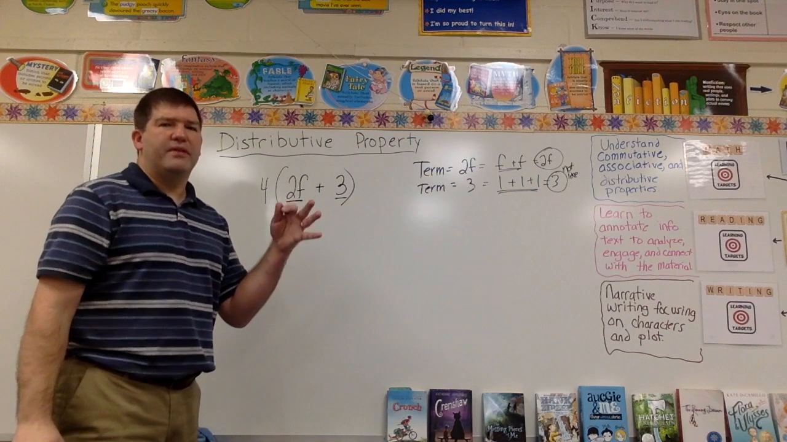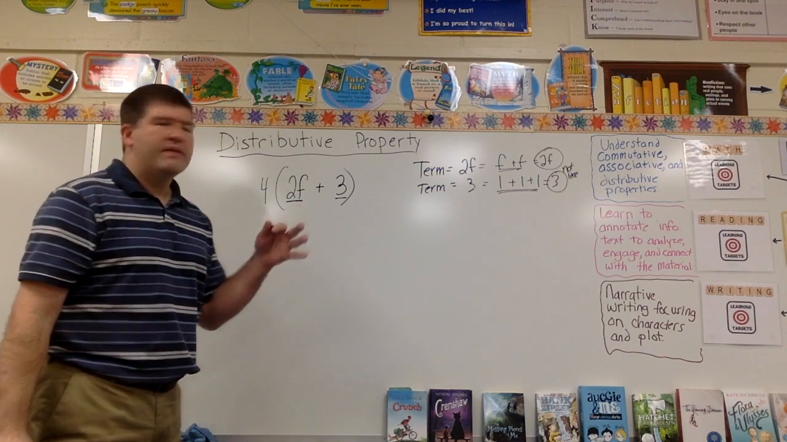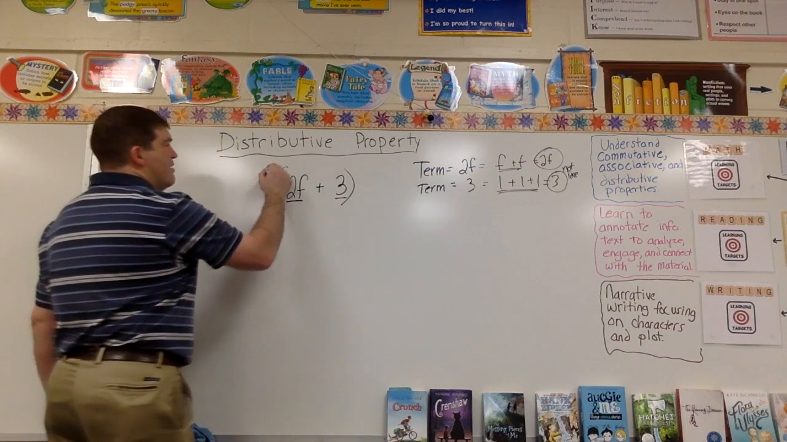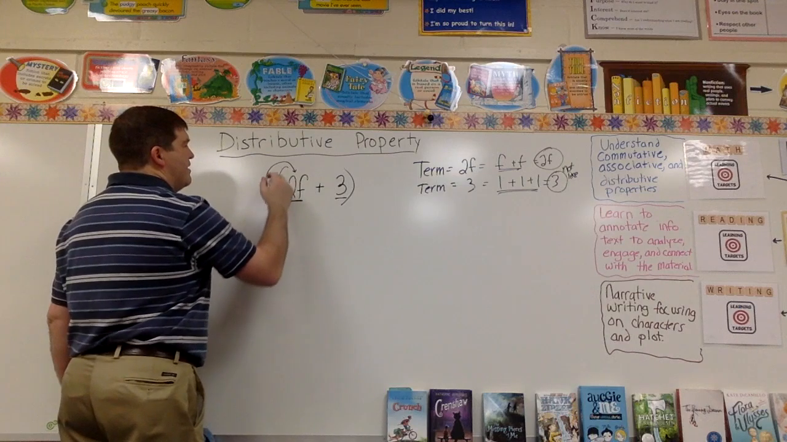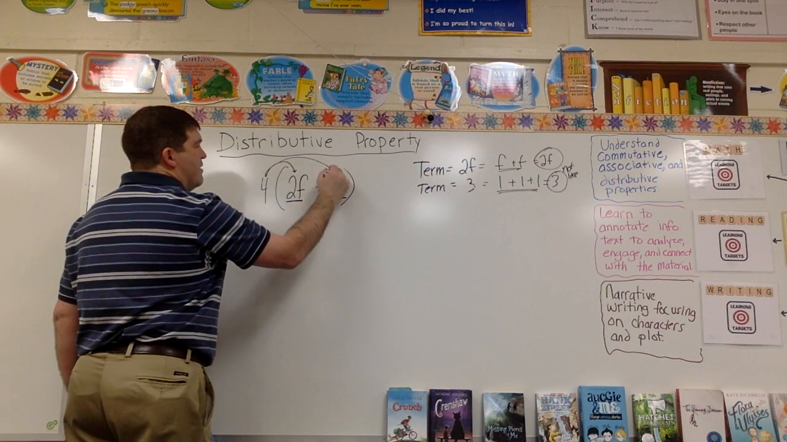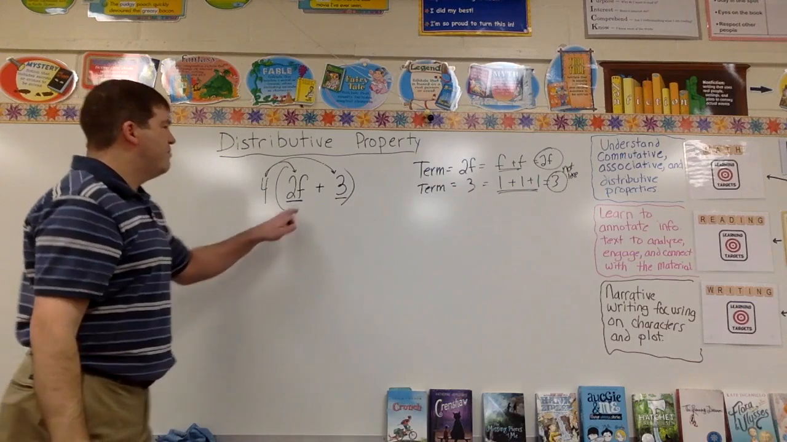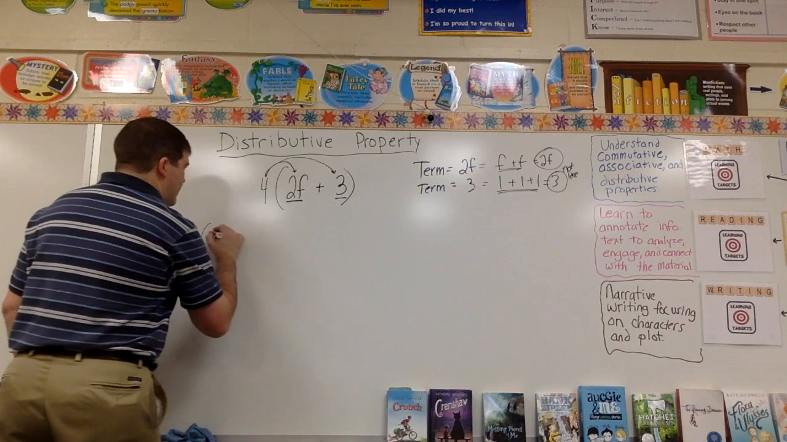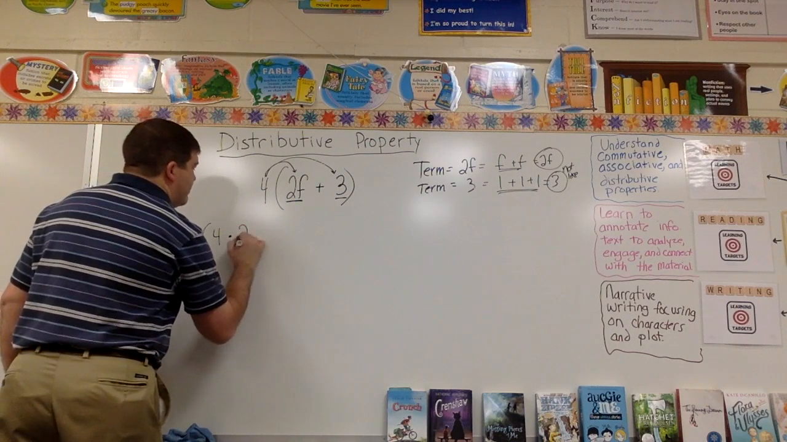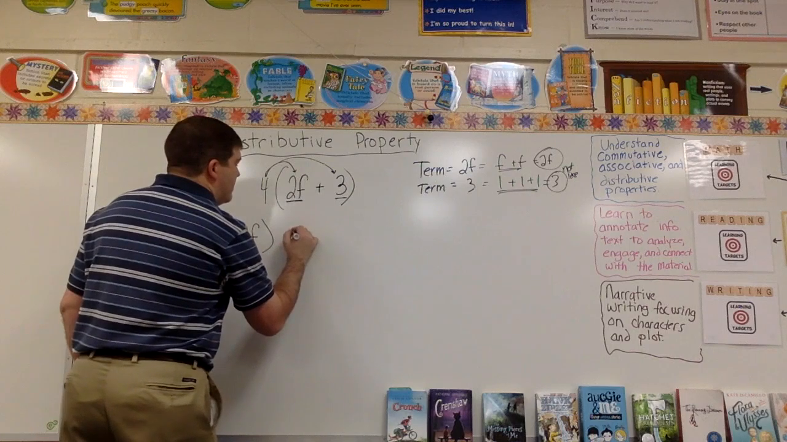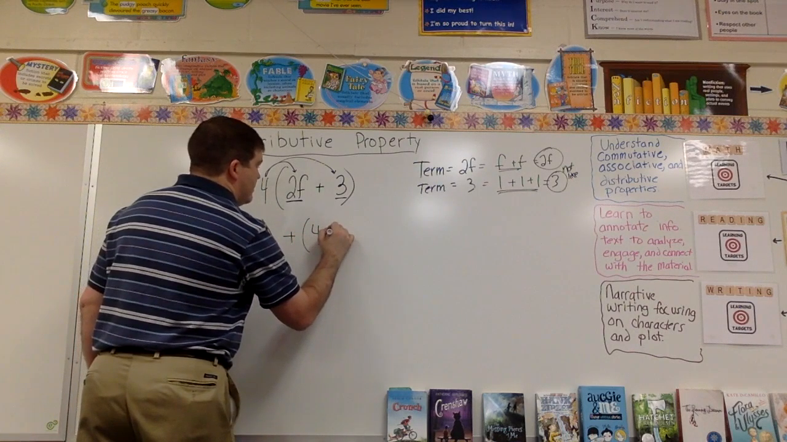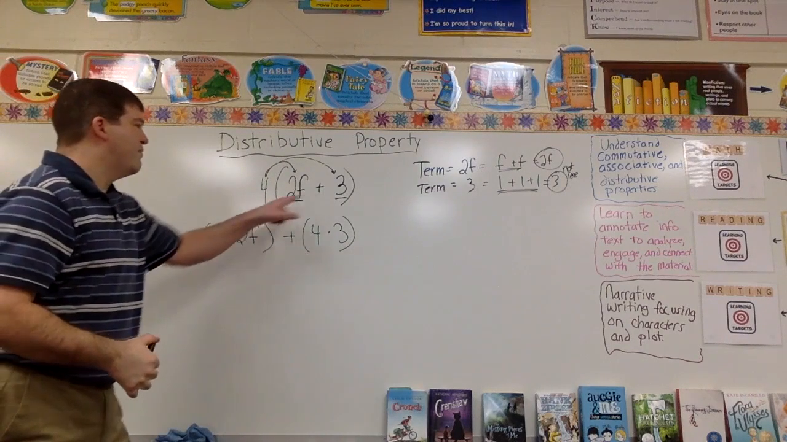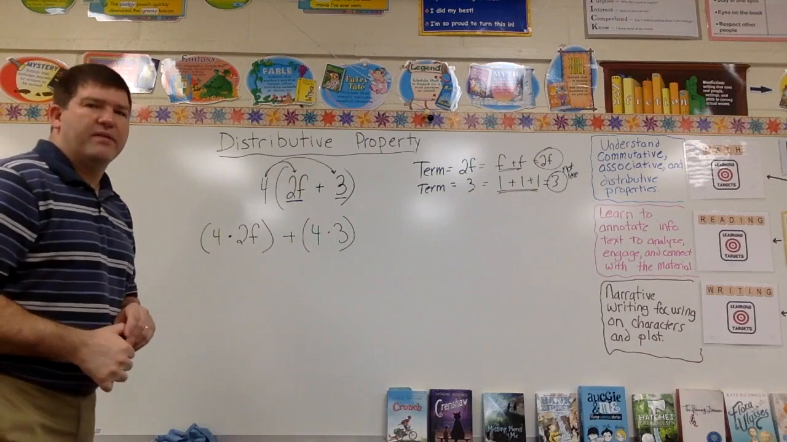So, I come over here. Now, I can distribute it, okay, with multiplication. So, what I can do is I can go here, multiply that, and I can go here, multiply that. And both of these are going to be multiplied by the 4. So let me write that out for you. I'm going to have 4 times 2f plus 4 times 3. Okay? So I've distributed this 4 here. Now I can simplify it a little bit.